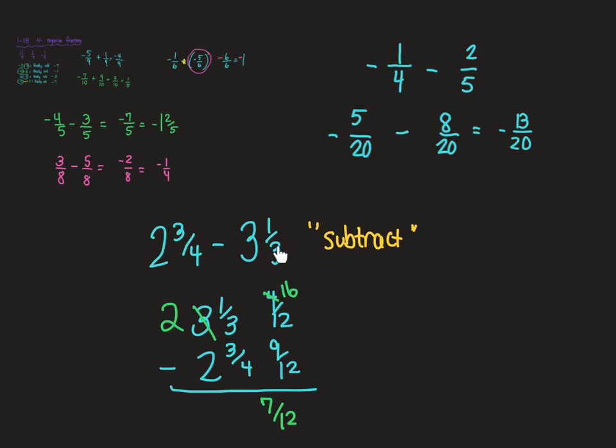So when I come back up and look at my question, 2 3/4 minus 3 1/3, I ended up with 7/12. But I have to think bigger. So my final answer is negative, because 3 1/3 was a bigger amount of stuff, and 3 1/3 is negative. Negative 7/12.